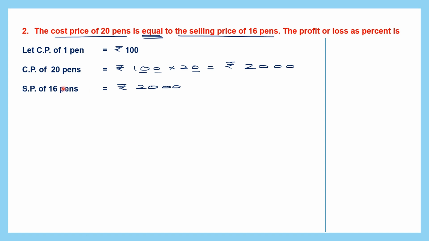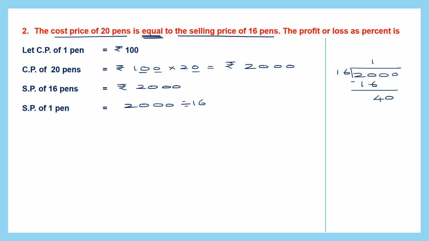So now we know that the cost price of 20 pens is 2000 and the selling price of 16 pens is 2000. So now we have to find the selling price of 1 pen. And to find that, we have to divide 2000 by 16. So let's do that. Divide 2000 by 16. So let's do that division. 2000 divided by 16. 16, let's take 20. 16 ones are 16. Minus we have 4.